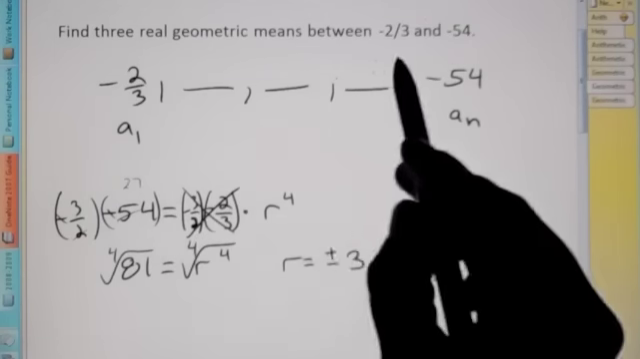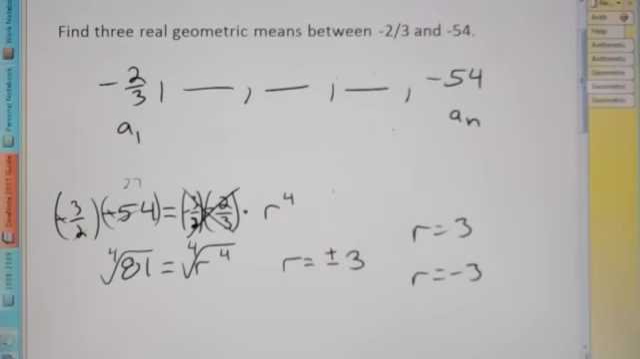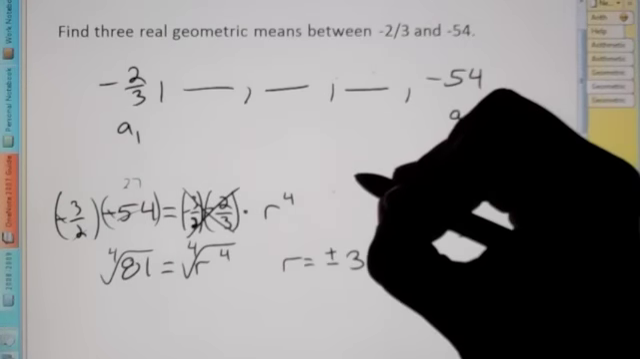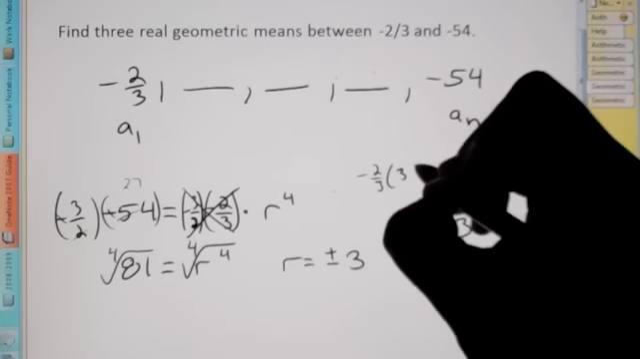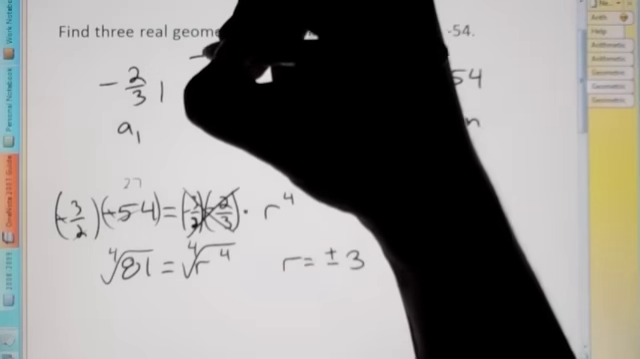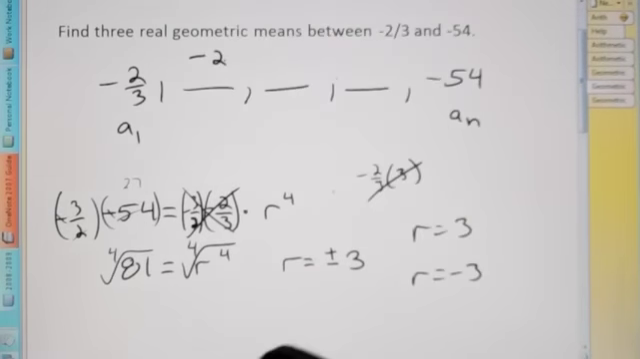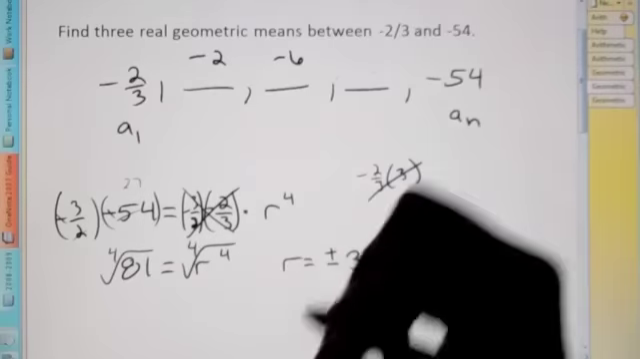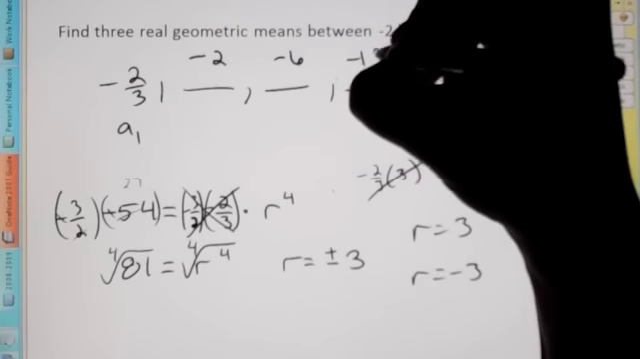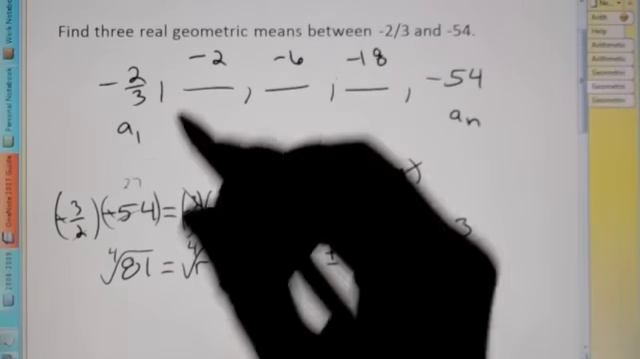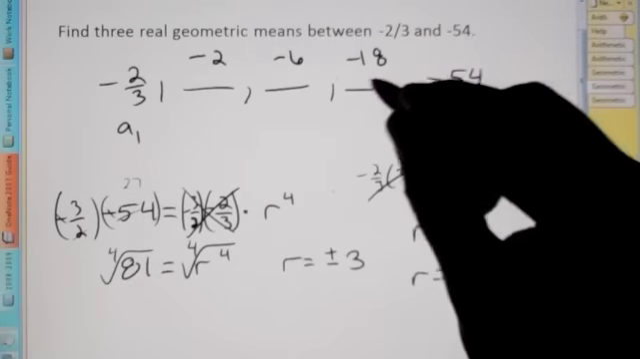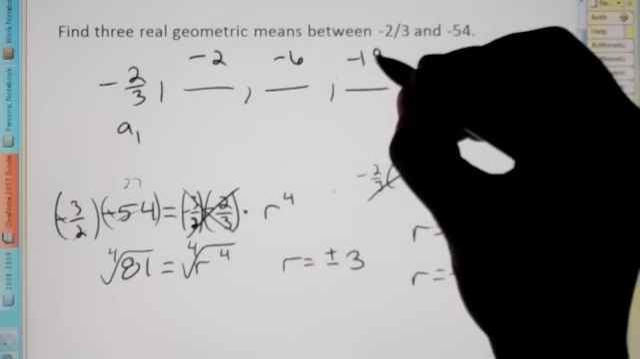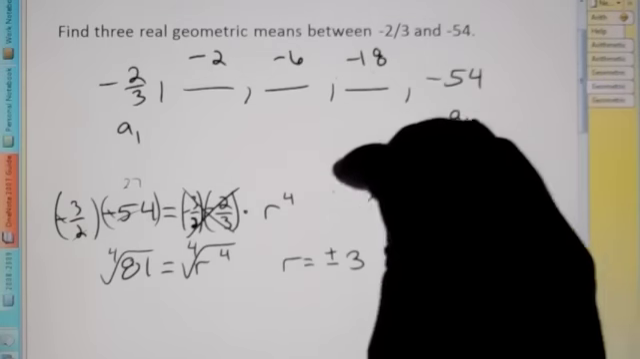So I'm going to put my first set of answers on top, second set on bottom. Negative 2/3 times 3, those cancel out, you get negative 2. Now negative 2 times 3 is negative 6. Negative 6 times 3 is negative 18. That's one set of answers, if your ratio is 3. And negative 18 times 3 is negative 54.